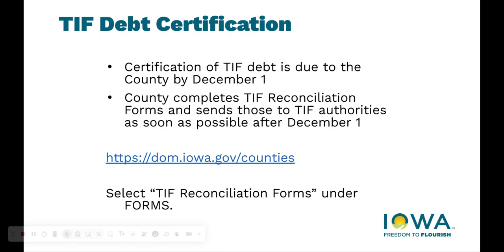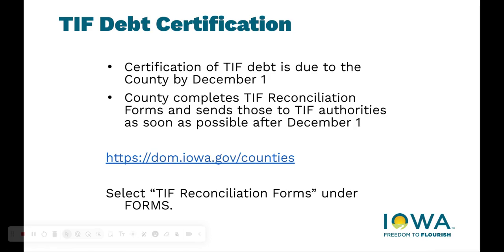Certification of TIF debt is due to the county auditor by December 1. So if you have any new debt or changes to debt related to TIF, per the TIF authorities within your county, they need to get that information to you by December 1 of each year via the TIF certification form. And then once you receive that information as the county auditor's office, you're going to want to complete the TIF reconciliation form and send that back out to those TIF authorities as soon as you can after December 1.